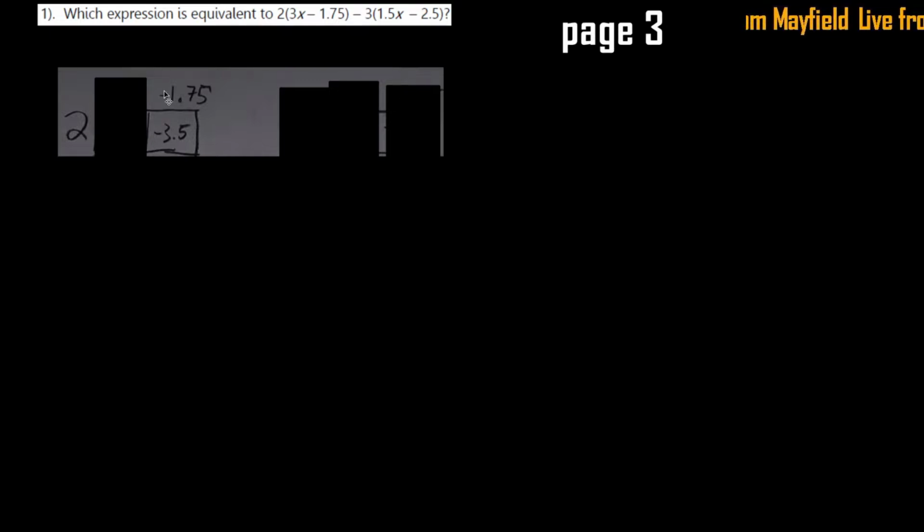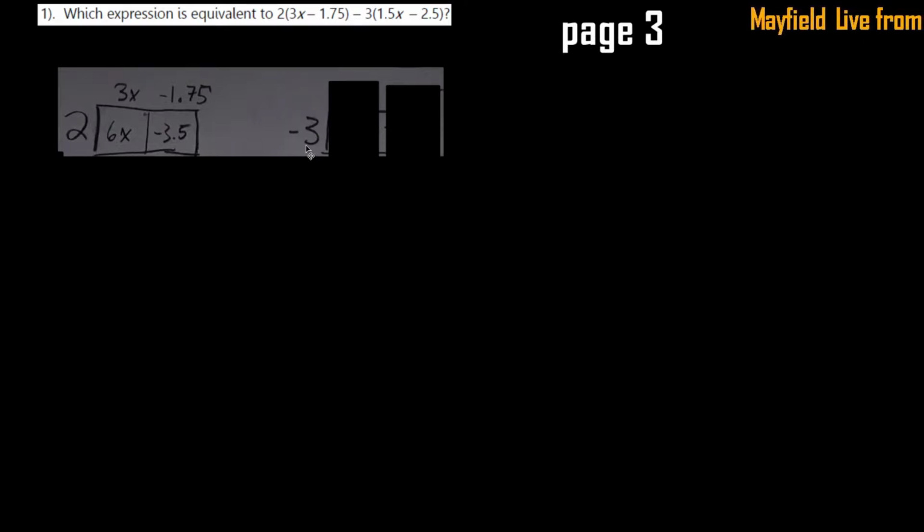Now, similar idea on the right, we do negative 3 times 1.5x. That's going to be negative 4.5x, and then we do negative 3 times a negative 2.5. Same sign means it's going to be positive, and so we have positive 7.5.